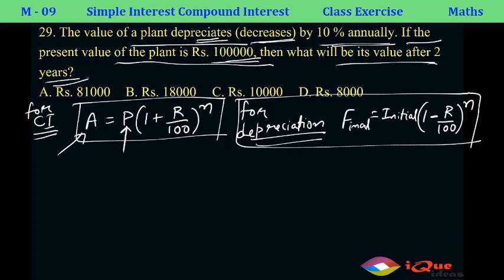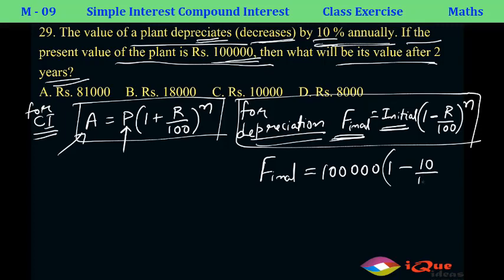Now in this question, if the present value of the plant is 1 lakh, then what will be its value after 2 years? So the initial value is given as 1 lakh. We have to find the final value after 2 years. So in this case, the final value will be equal to 1 lakh into 1 minus. R is given as 10%. So it is 1 minus 10 upon 100 to the power n, that is 2.